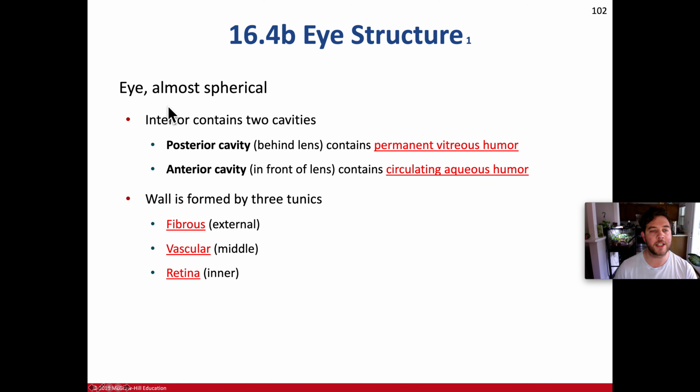All right, so the eye is almost spherical. It contains two cavities, the posterior cavity behind the lens that has the permanent vitreous humor, and the anterior cavity in front of the lens, which contains the aqueous humor. So anterior aqueous humor, posterior vitreous, you have to remember that. Posterior permanent, there you go. The wall of the eye is formed by 3 tunics. Tunics are just layers. So you have your fibrous, your vascular, and your retina tunics. External, middle, inner.